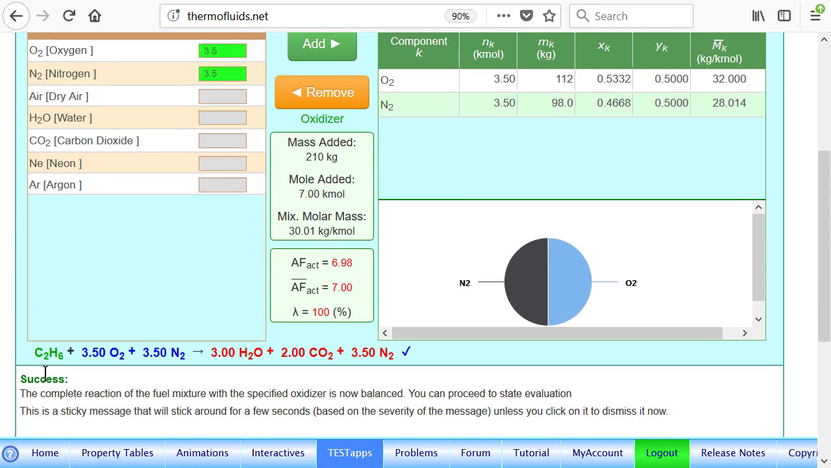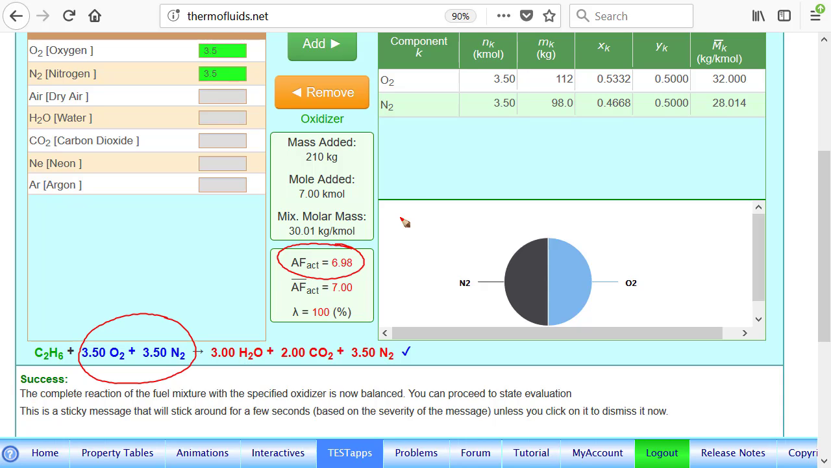As you can see here at the bottom, ethane is reacting with equimolar oxygen and nitrogen, producing CO2, H2O, and nitrogen. There is no leftover fuel, no leftover oxygen, and hydrogen and carbon are fully oxidized. That's the definition of a complete theoretical reaction. Instead of with air, this time we have a special kind of oxidizer, which has an equal number of kilomoles of oxygen and nitrogen. So the air-fuel ratio has been found, which is 6.98, as you can see here, which means for 1 kg of ethane, we need 6.98 kg of this mixture.